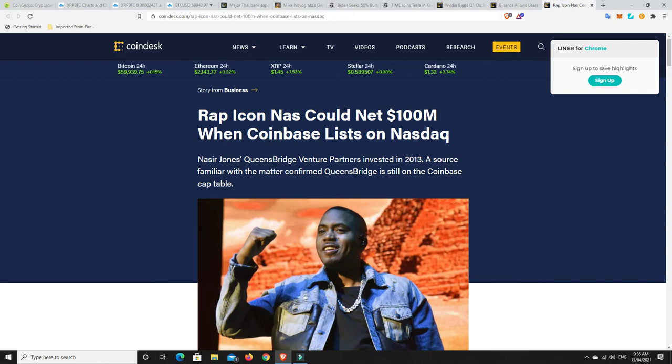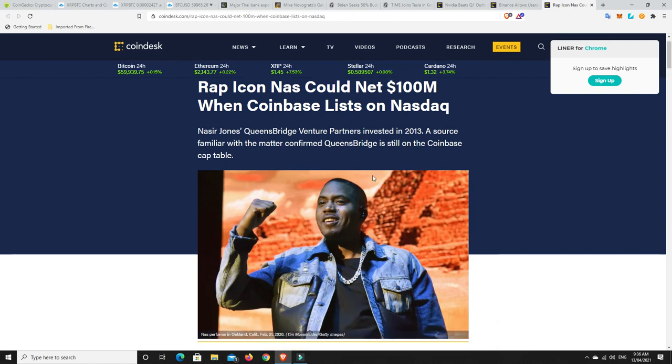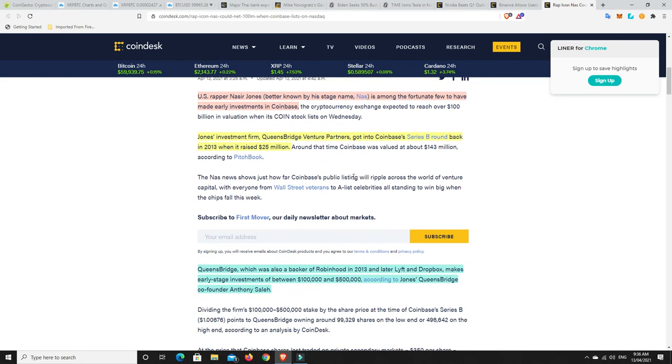The rapper NAS, apparently he invested in Coinbase quite some time ago, and it looks like it's going to pay off for him. So US rapper Nasir Jones, better known as NAS, is among the fortunate few to have made early investments in Coinbase. Jones' investment firm, Queensbridge Venture Partners, got into Coinbase's Series B round back in 2013 when it raised $25 million. Around that time, Coinbase was valued at $143 million.